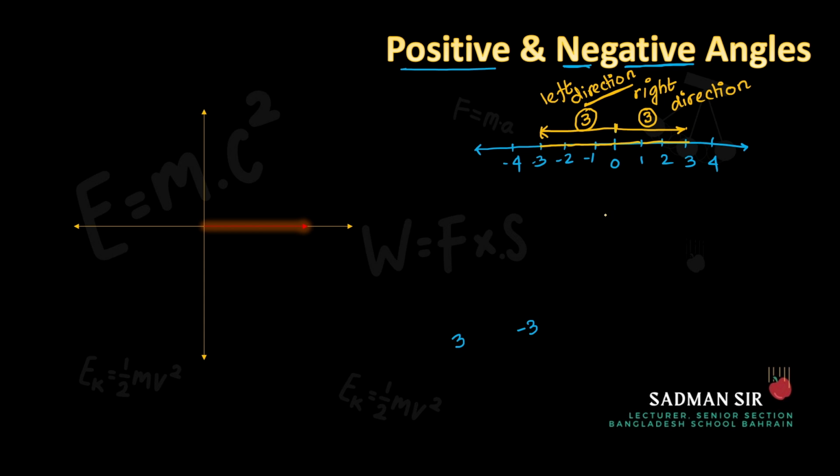For example, if I tell you to go 3 meter in the north direction, that means you actually have to go 3 meter in the north direction. But if I tell you to go -3 meter in the north direction, that means I am actually telling you to go in the south direction, 3 meter in the south direction. So this negative sign will change the direction. It will just make the direction opposite.